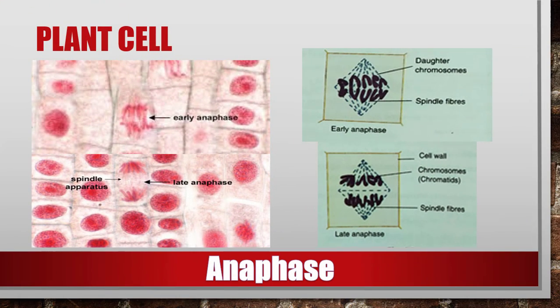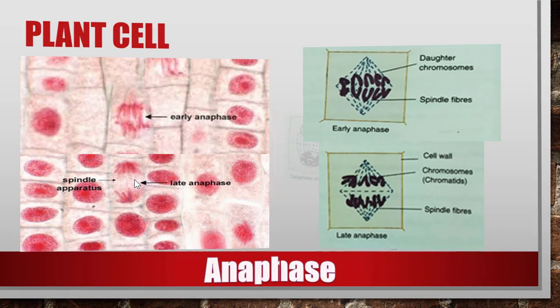Next one is the anaphase stage. Here the two sister chromatids of each chromosome separate from the centromere and move towards opposite poles. Again, it can be observed in two different phases. One is the early anaphase, where the chromatids have just separated from each other, while in the late anaphase you will find they have taken two polar positions inside the same cell, and the spindle apparatus can be visible here also.